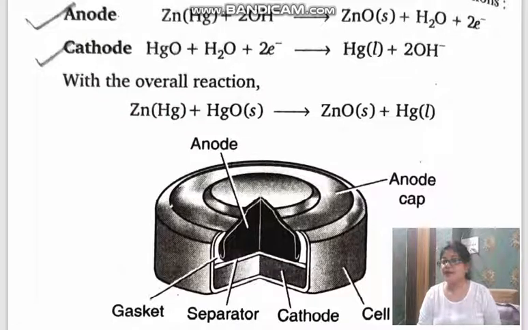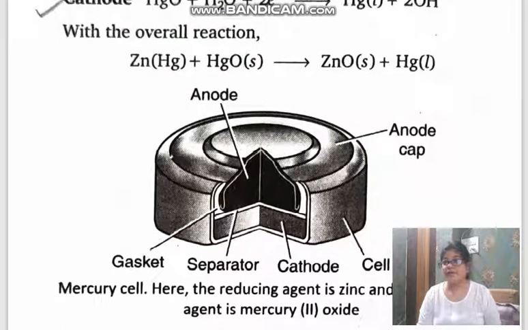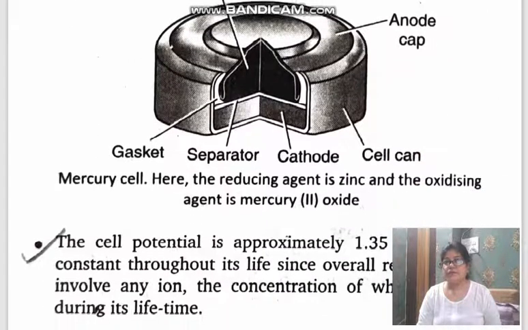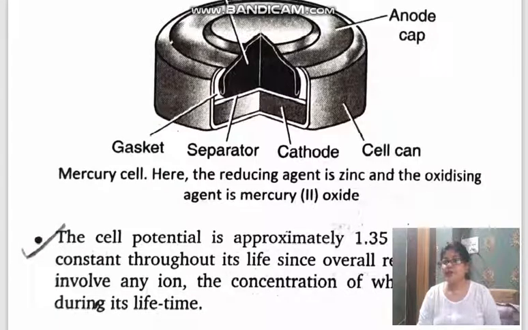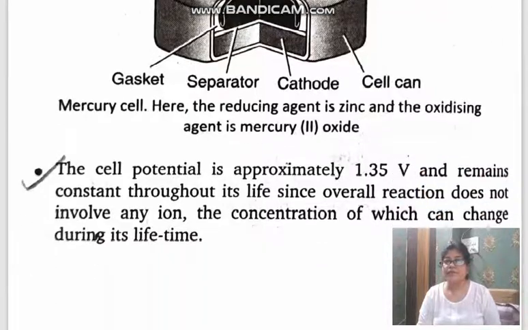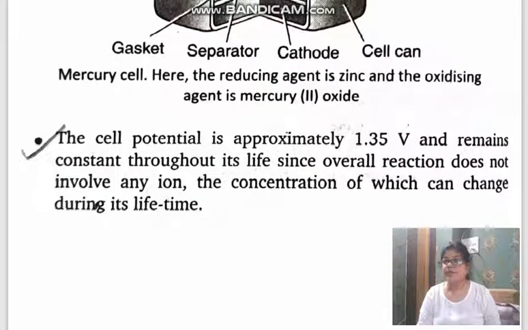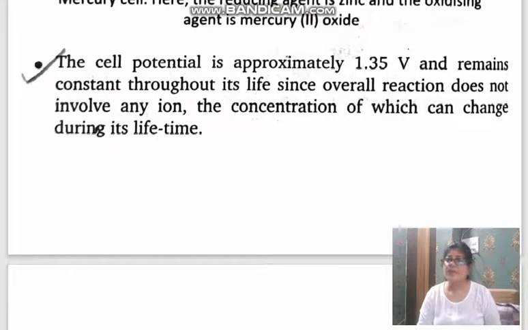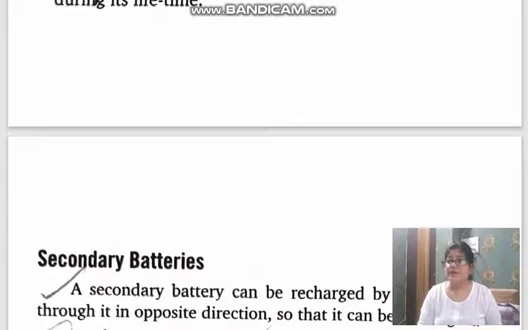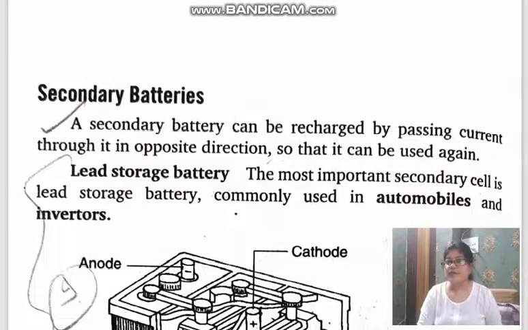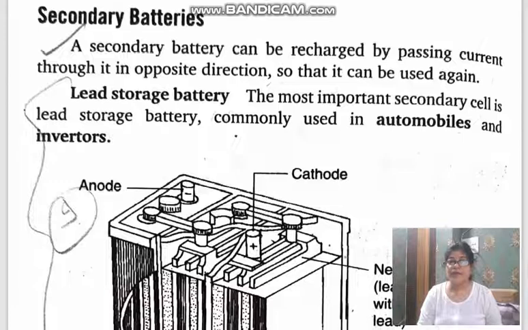Now this is the anode cup, and here this is the cathode. This is the separator between them and this is known as the gasket. So here the reducing agent is zinc and the oxidizing agent is mercury(II) oxide. So you have to remember all these things. Now next, the cell potential is approximately 1.35 volt and it remains constant throughout its lifetime. Because when any of the material is finished, then the cell becomes dead and we have to replace it.